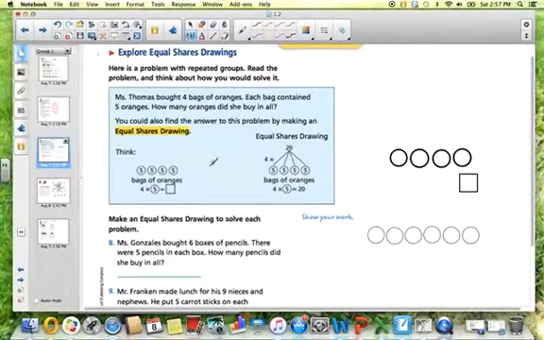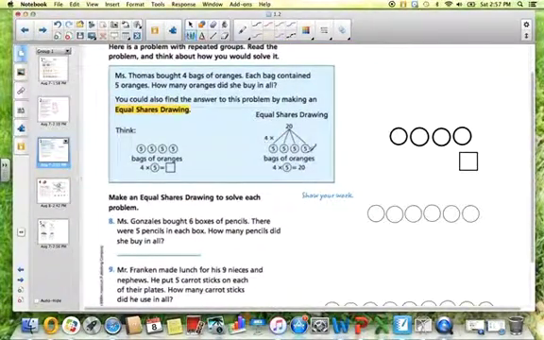So here's a problem in this blue box, and it's going to kind of explain to us, and I'll walk you through it. It says, Miss Thomas bought 4 bags of oranges. Each bag contained 5 oranges. How many oranges did she buy in all? So we can make this problem easy by drawing an equal shares drawing. It looks complicated, but it's really helpful.